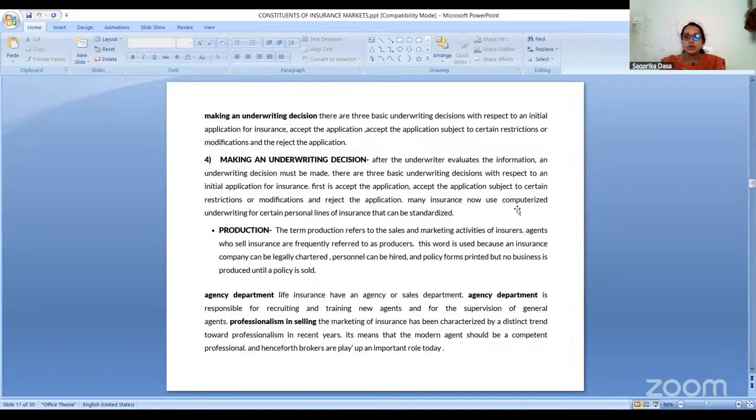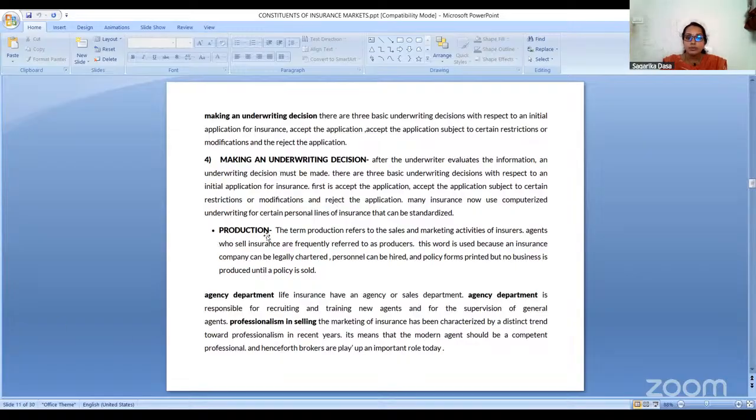Many insurers now use computerized underwriting for certain personal lines of insurance that can be standardized, because everything is automated now. Previously, underwriters did this particular process physically, but now because of the technological advancement, the computerized underwriting process is also available, where they can take the underwriting decision.